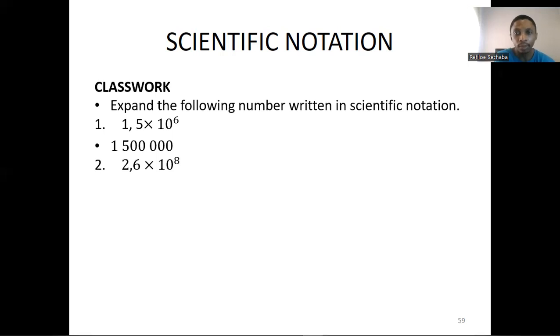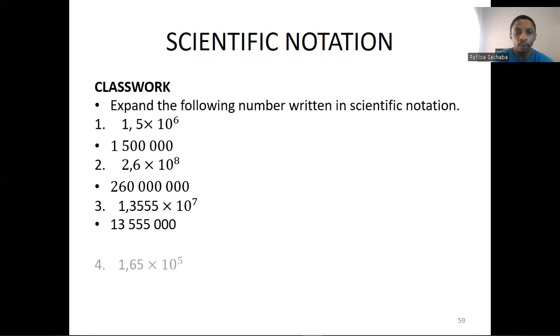What about this? I'll write 2 and 6 and include how many zeros? 7 zeros, because the 6 has already taken the first place. So it'll be 7 zeros. The next one. So I'm going to write 13554. So meaning that 3554 has taken 4 spaces. I need to include only 3 zeros at the end. What if I've got 1,65? It's 165 and how many zeros? Correct, 3 zeros. All right.